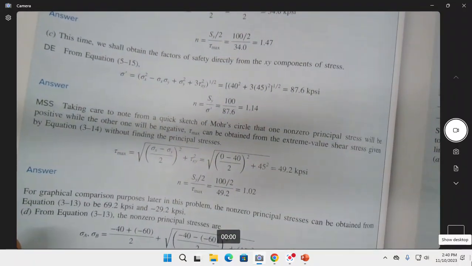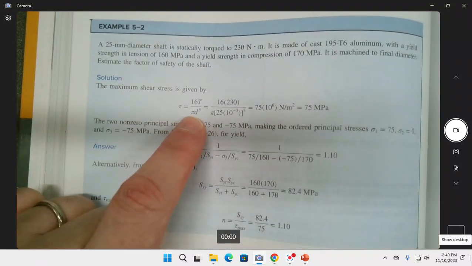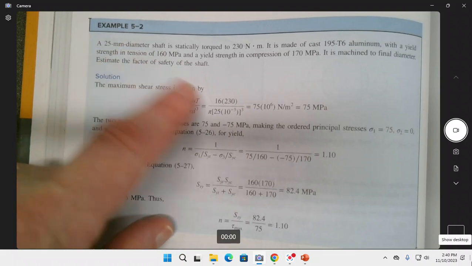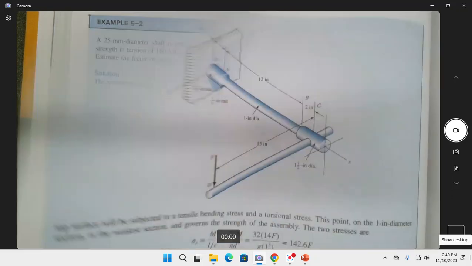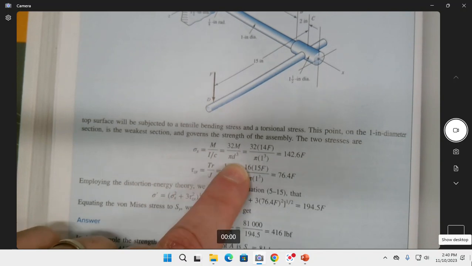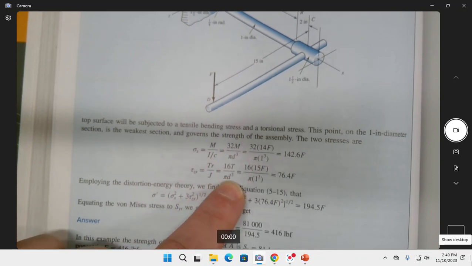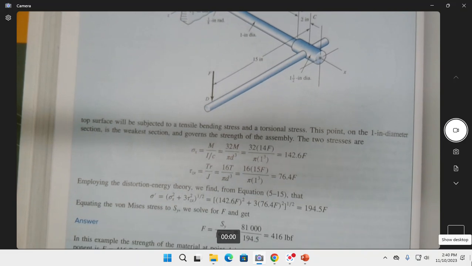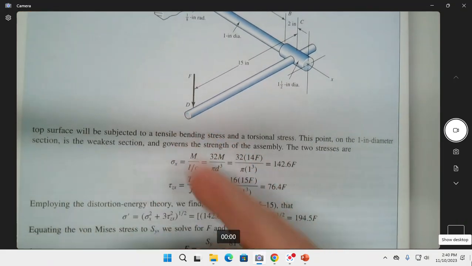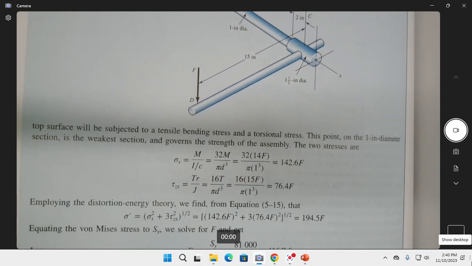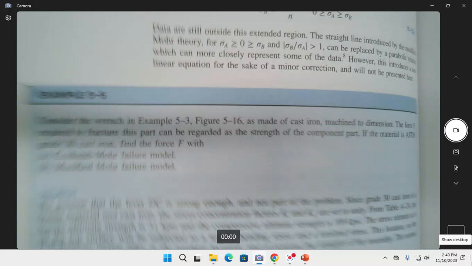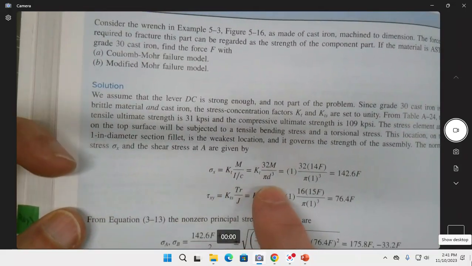All right, so they just did that, and this is an opportunity. Here's the torque right there. They didn't even draw a picture of it, but there you go. The torsional shear is 16T over pi d cubed right there. Here, in this one, they'll do the 32M, and there's the 16T. I think in this one they're doing the problem backwards, where they've left the force off, so we're actually trying to figure out what the maximum allowable force is going to be. Here, they did it again right here.